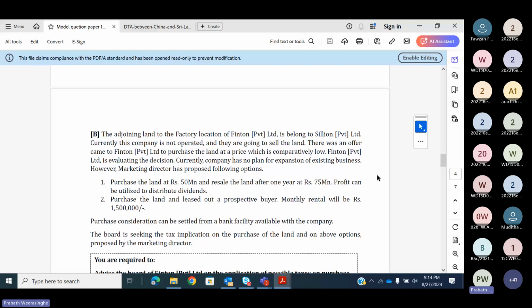Thereafter it says the purchase consideration can be settled from a bank facility available with the company. So the first one is related to the capital gain: investment asset, purchase of investment, any interest cost. That part you can check, they can deduct, but because it is a company there may be a maximum limitation. And that is the expected answer.